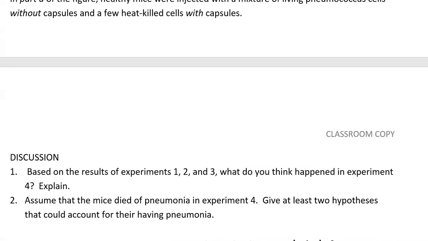Question 1: based on the results of experiments 1, 2, and 3, what do you think happened in experiment 4? Now, some of you might have skipped ahead and looked at the picture, but if you didn't look, what do you think happened to the mice in experiment 4? Well, a lot of you probably thought that the mice would live, because the strain with capsules was killed by heat. But because we didn't have the capsules, it should have killed the mice. So a lot of you probably thought that the mice actually died in experiment 4.